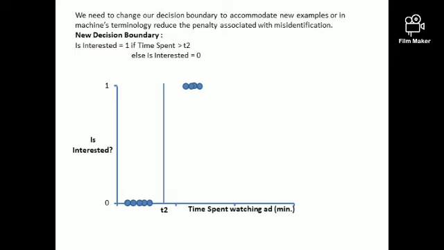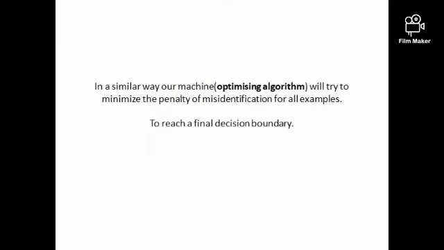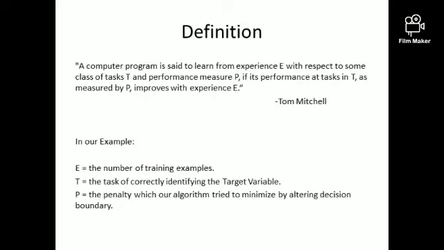If a person has spent time greater than t2 watching that ad, then he is interested, and we will classify him as interested in buying the product, else we will classify him as not interested. In a similar way, machine learning, or optimizing an algorithm in general, will try to minimize the penalty of misidentification for all examples. And you might realize that even a human being tries to do the same. We try to shift our decision boundary so that we can minimize the misidentification. So a machine works in the same manner to reach a final decision boundary.